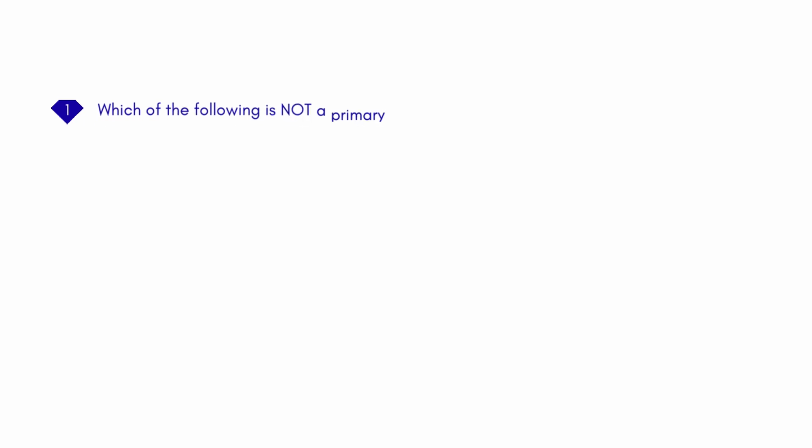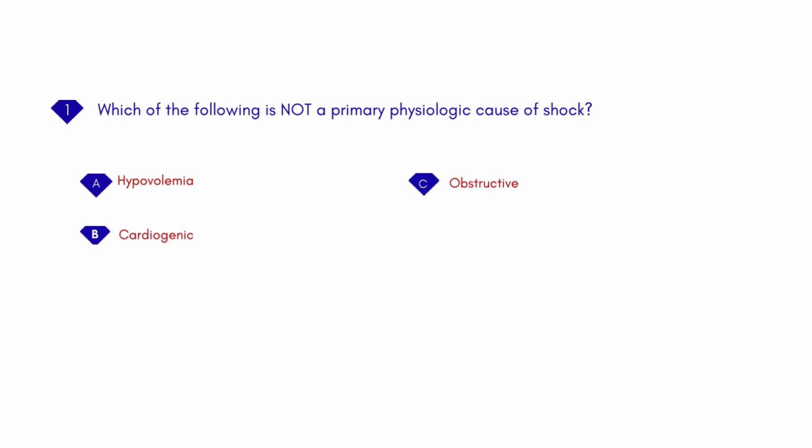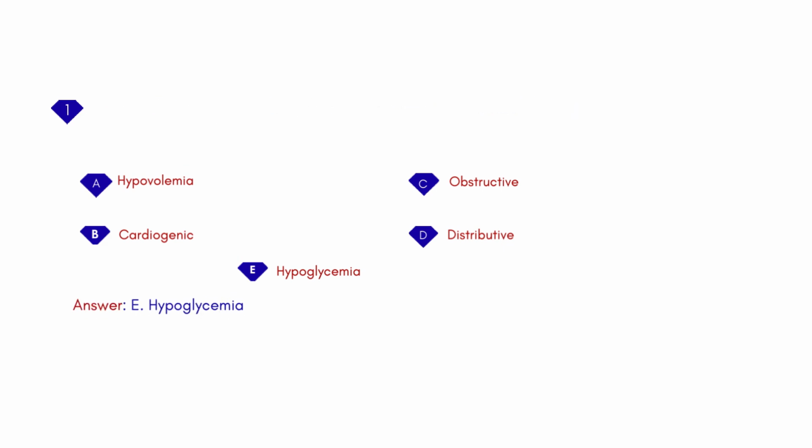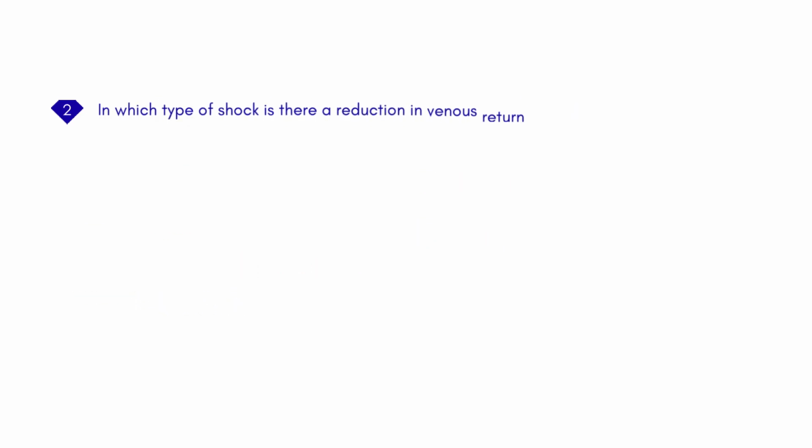Which of the following is not a primary physiologic cause of shock? A. Hypovolemia. B. Cardiogenic. C. Obstructive. D. Distributive. E. Hypoglycemia. Answer: E. Hypoglycemia.